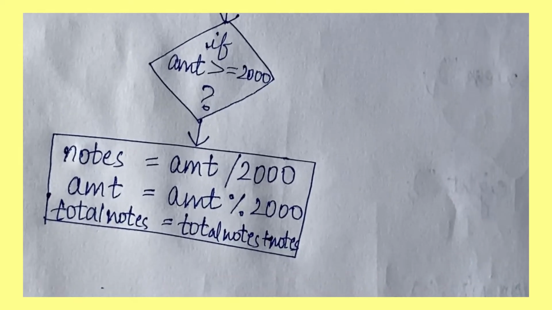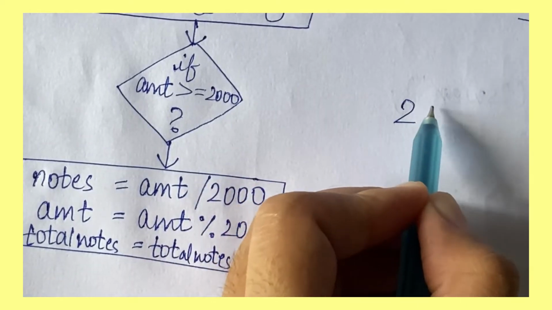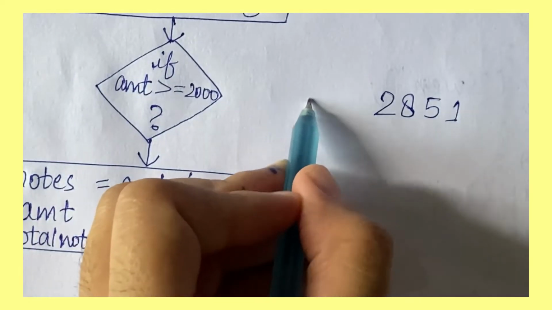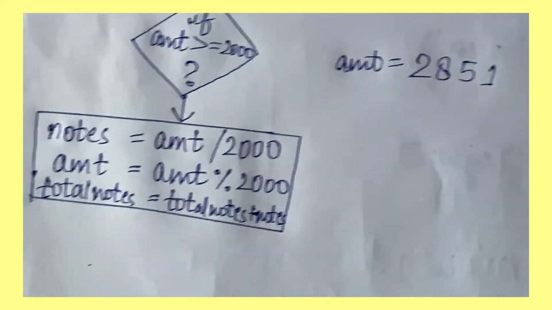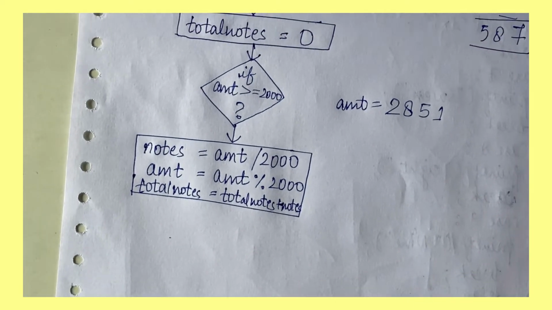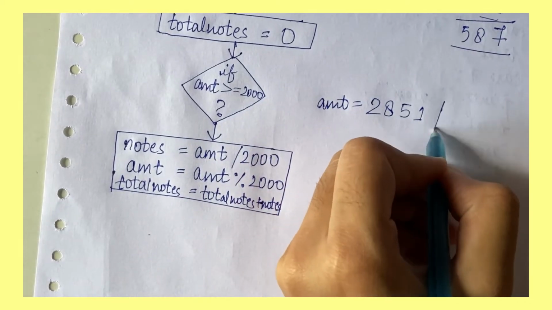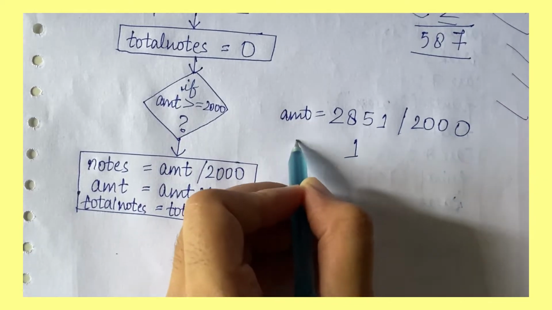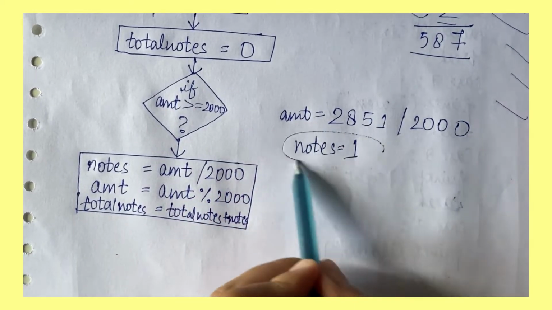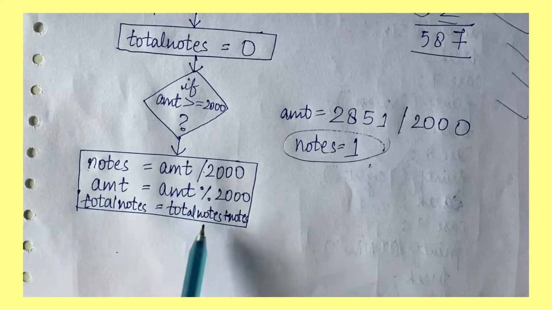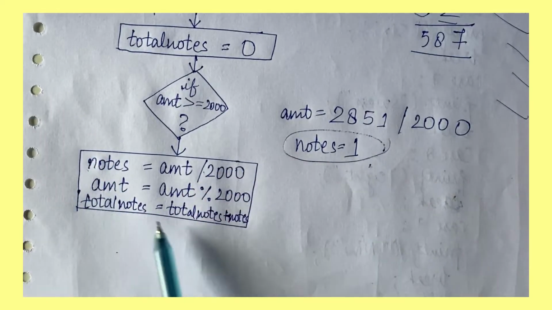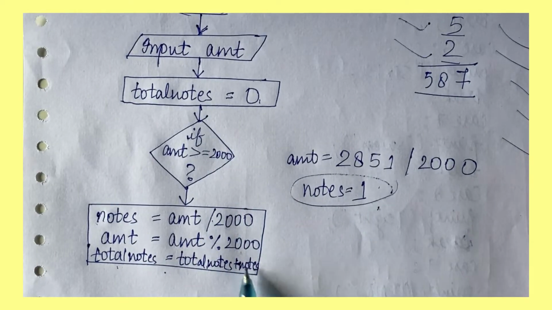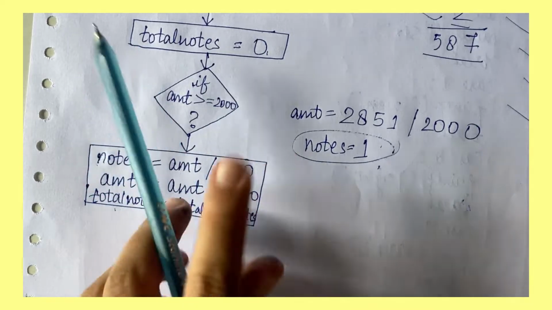I've done this because, suppose for example the input is 2851. This is the amount that the user has input. So how many 2000 rupee notes do we need here? We'll divide it by 2000. How many times does it divide by 2000? Just one time. That is, notes will get the value 1, right? So notes will be 1, that means we need one 2000 rupee note. So the total notes will not be 0 anymore, it will be 0 plus 1, that is 1, right? It will get the value 1.